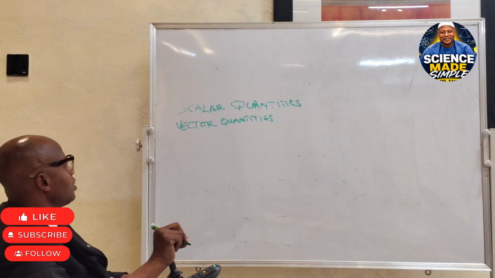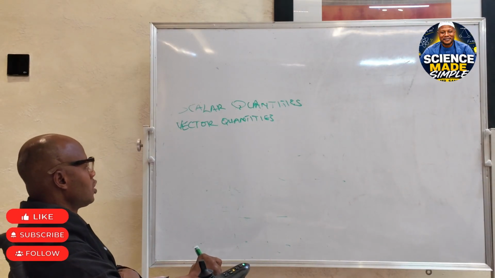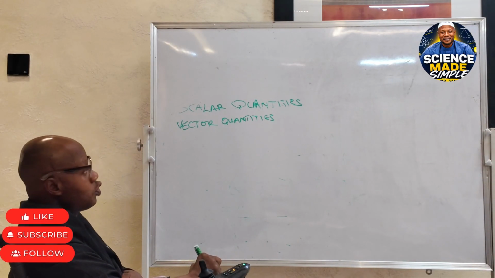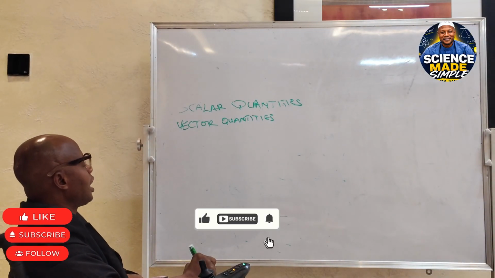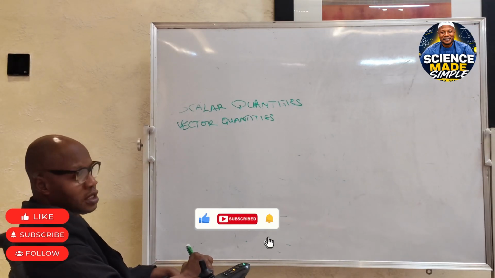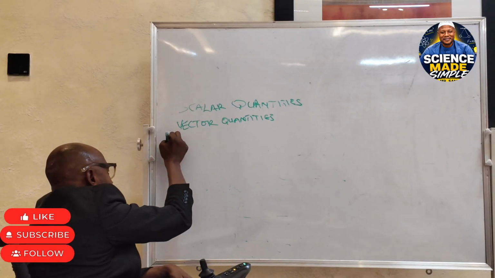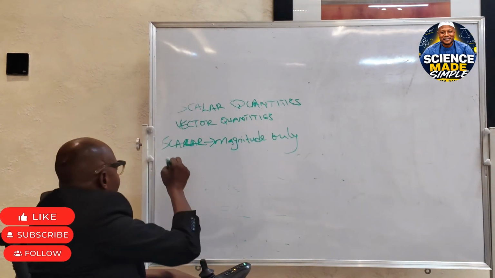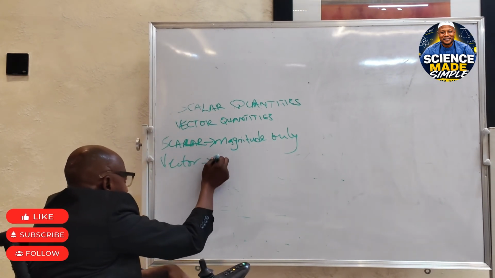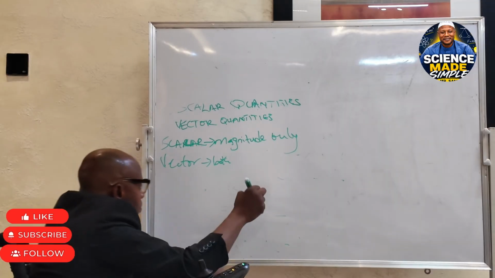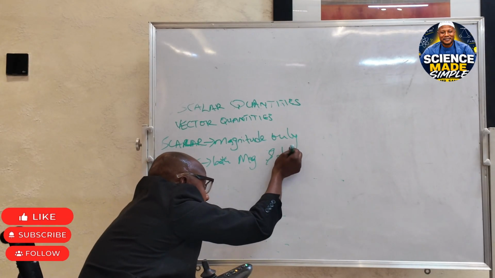We want to look at the meaning of scalar and vector quantities. By now, I think you know the meaning of quantity. So, let me say scalar quantities are quantities that have magnitude only, but no direction, while vector quantities have both magnitude and direction.